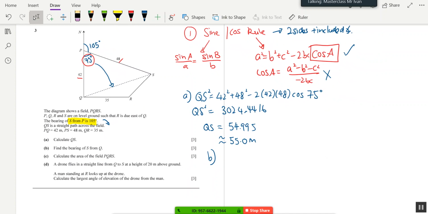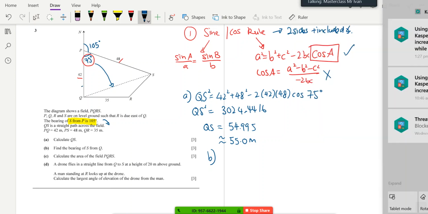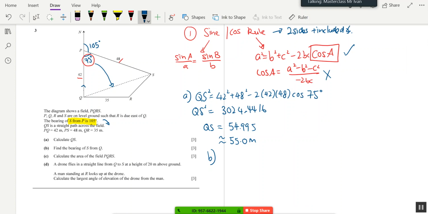Okay, next, the bearing of S from Q. From Q, we draw the north at Q, which is actually here, and that means we want this angle, because S is here. So we want that angle. After you use the first one, which is the cosine rule, the second for sure is the sine rule.